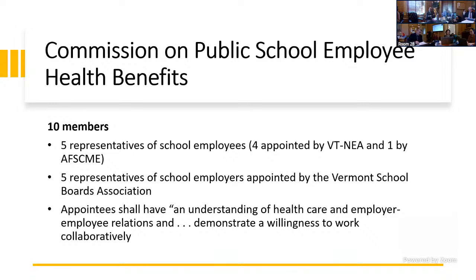So there are 5 union representatives, and then there are 5 representatives for the school employers, and they're appointed by the Vermont School Boards Association. And statutorily, appointees shall have an understanding of healthcare and employer-employee relations and demonstrate a willingness to work collaboratively. So this is an unusual kind of commission, because often commissions are sort of non-partisan, but here you have 5 and 5. So the representatives on there are representing either the employees or the school board employers. Can I ask a question?